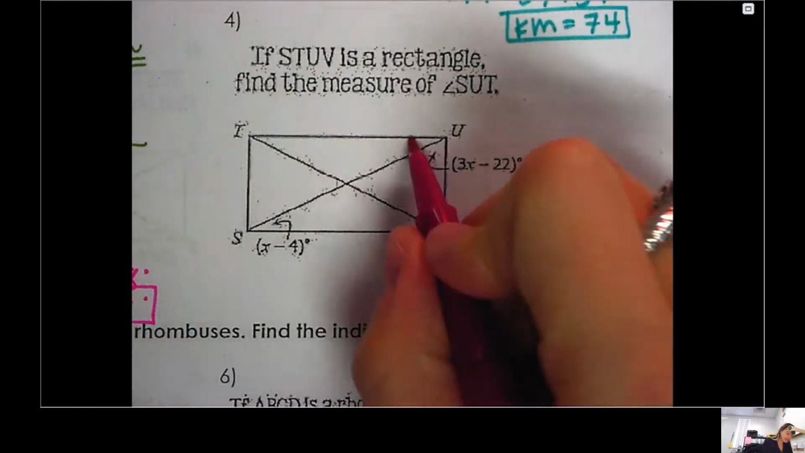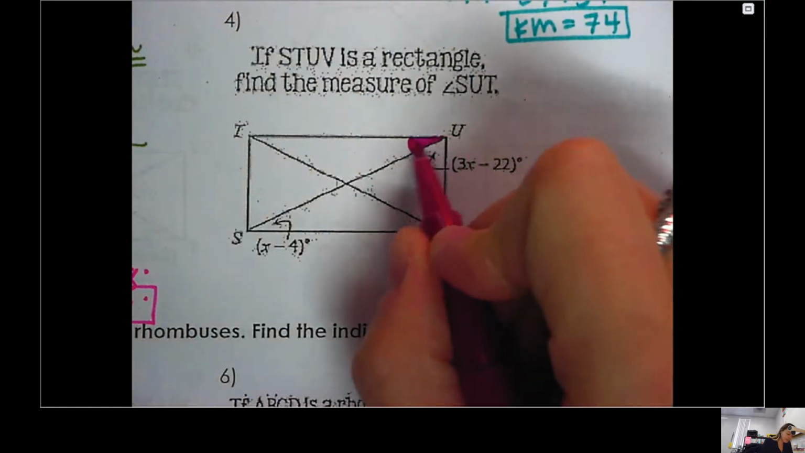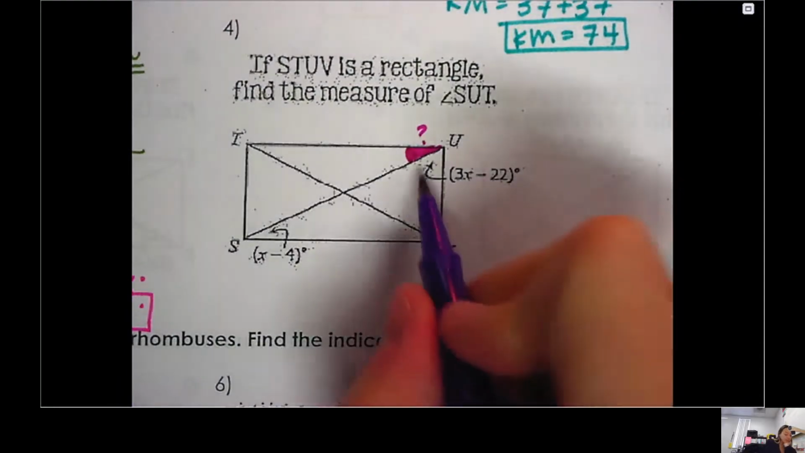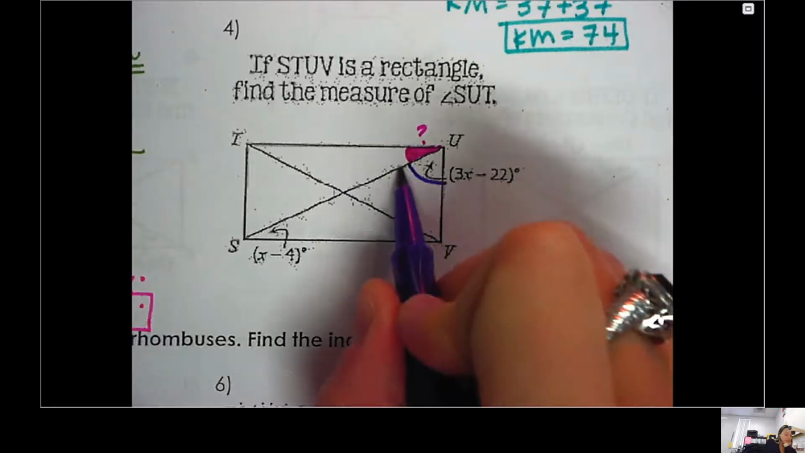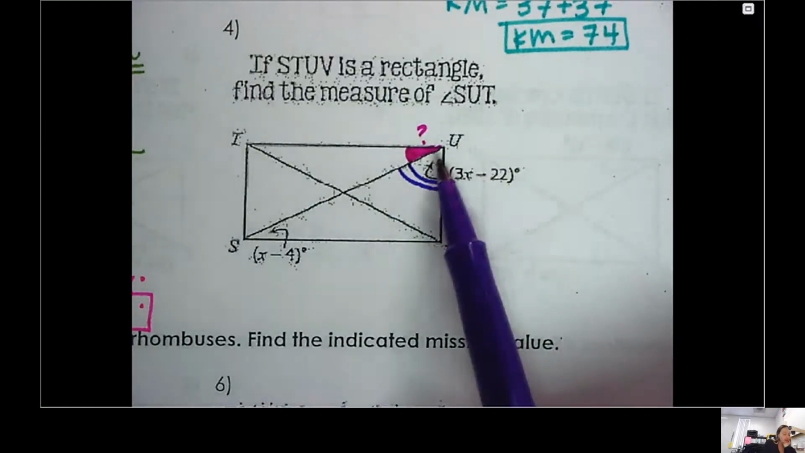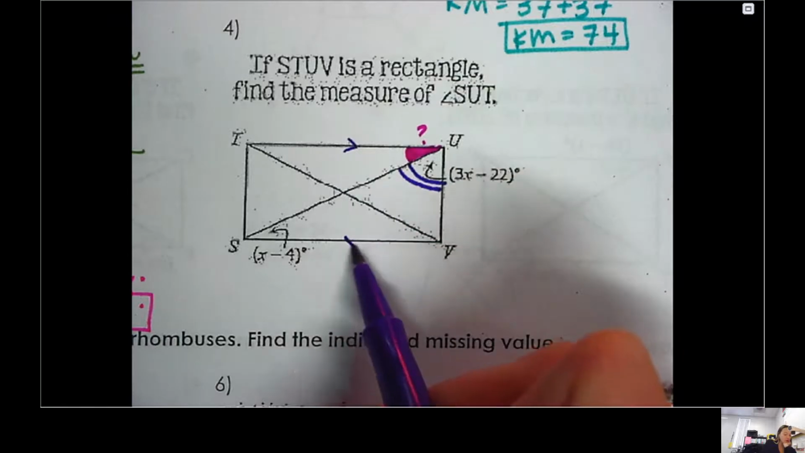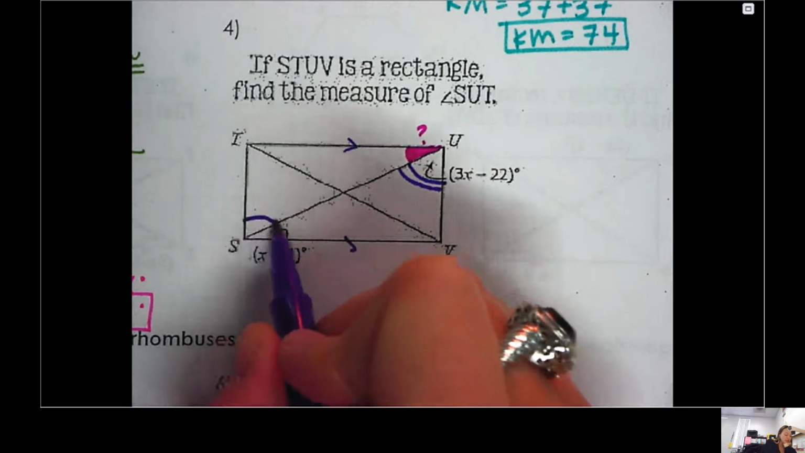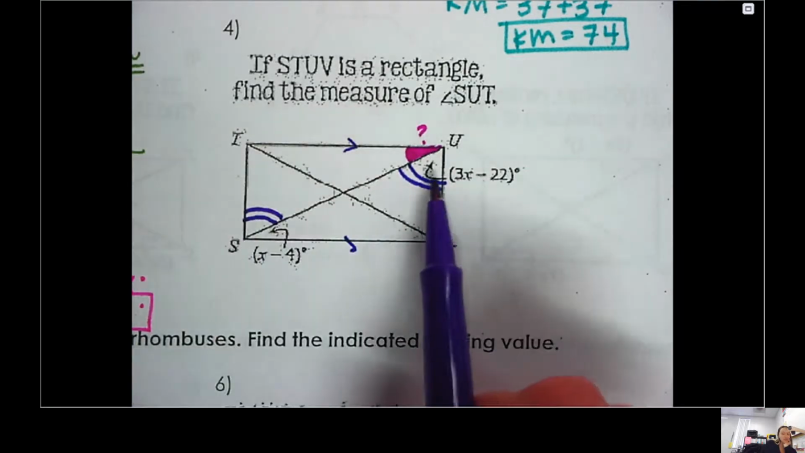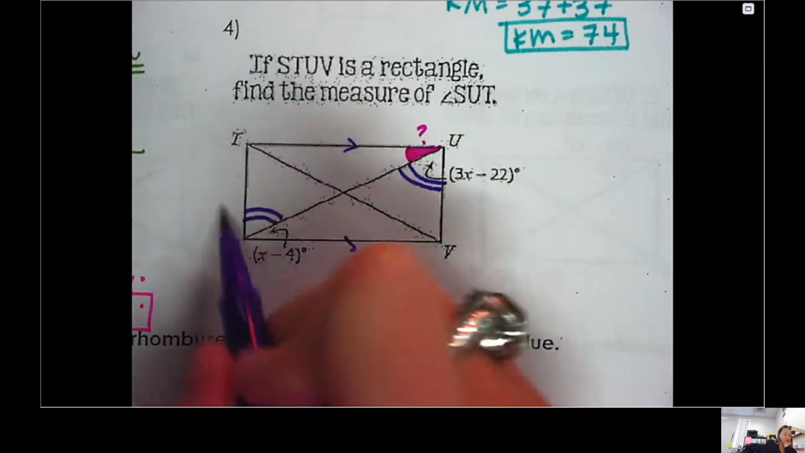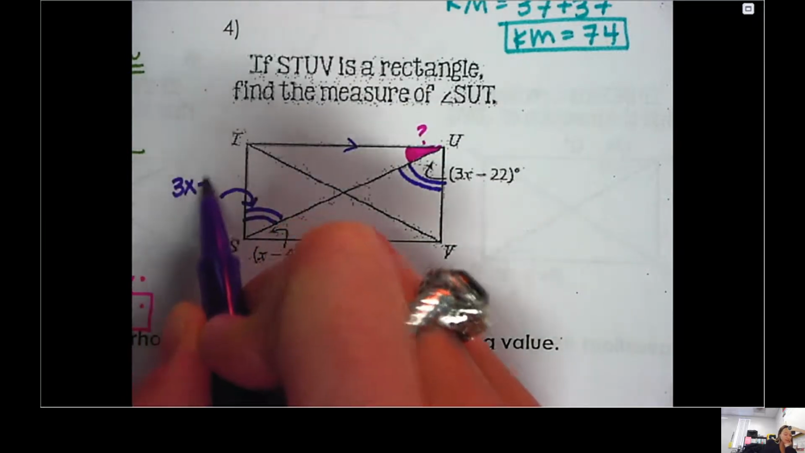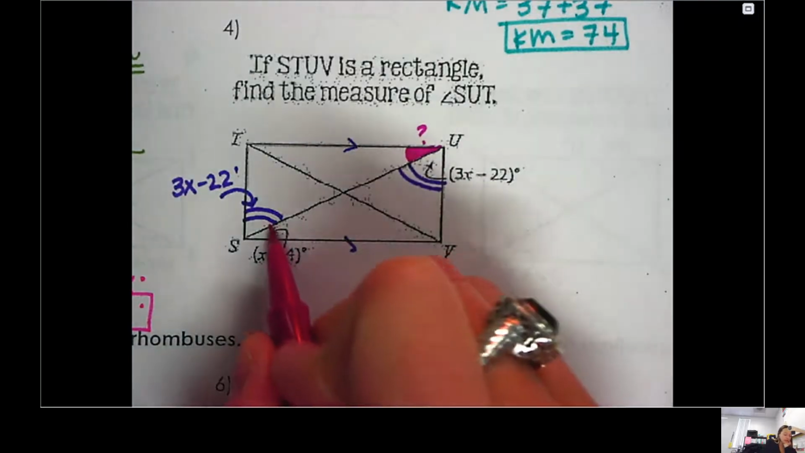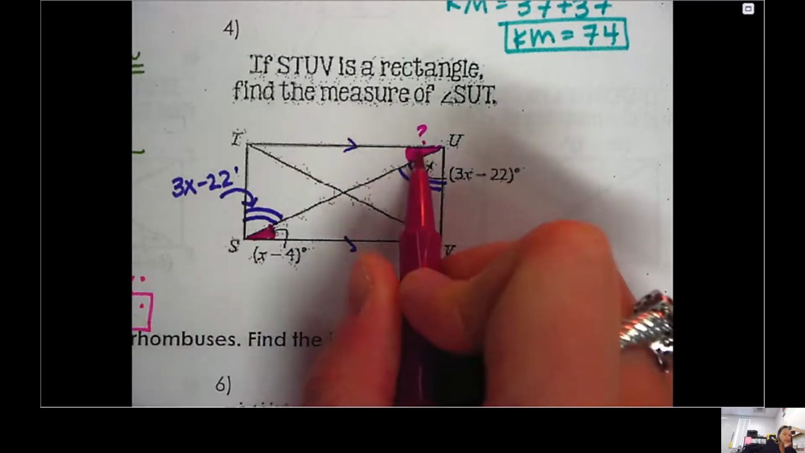Now, SUT is this angle right here. This is what I'm trying to figure out, right? That's what I'm trying to find. Now, what you're going to notice is this angle over here is 3x minus 22. I know that these are parallel, so I have alternate interior angles, but the alternate interior is this angle over here. So since this angle is 3x minus 22, that means this angle right here in purple is also 3x minus 22. I also know that this angle here, x minus 4, is alternate interior with this angle over here.